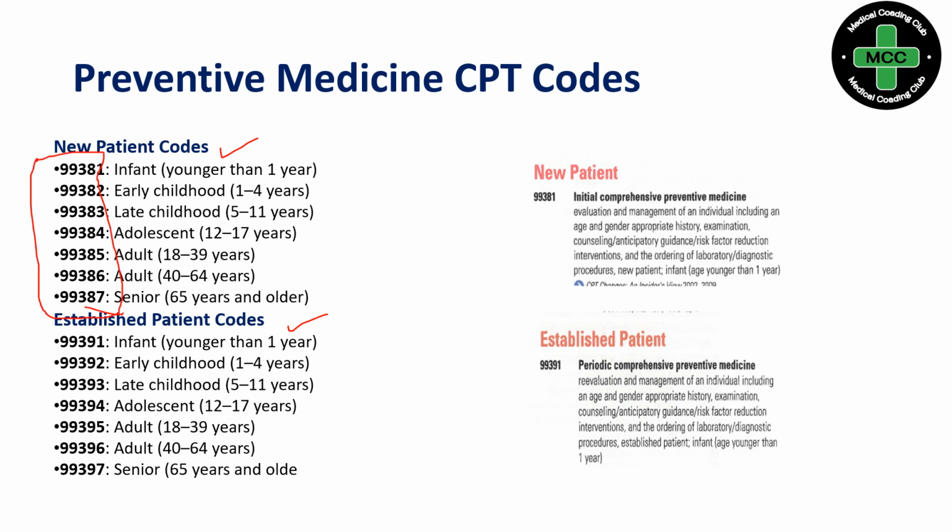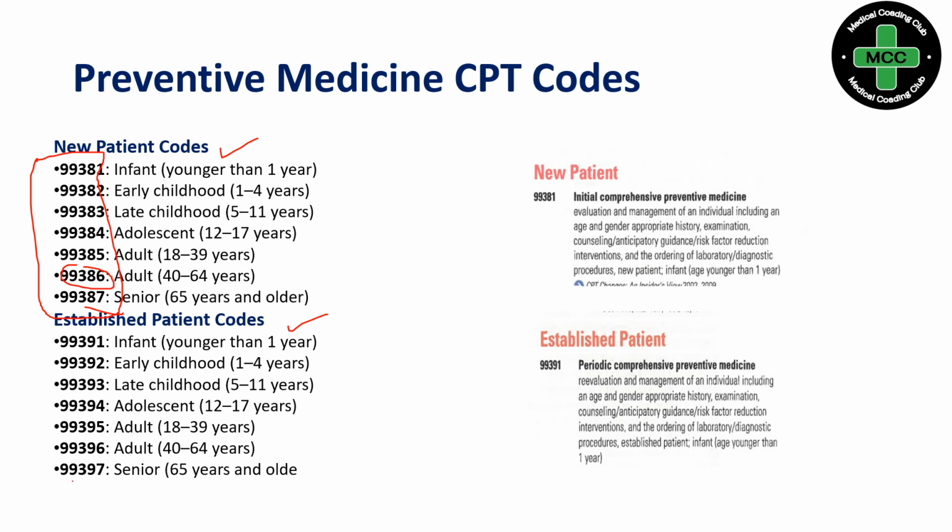So if you see infant younger than 1 year, 99381, whereas adult 40 to 64 year, if you are getting 55 year, you should assign 99386. And same way coming to established, here also infant younger than 1 year, so patient age is 10 months, we will be assigning 99391 if patient is established.